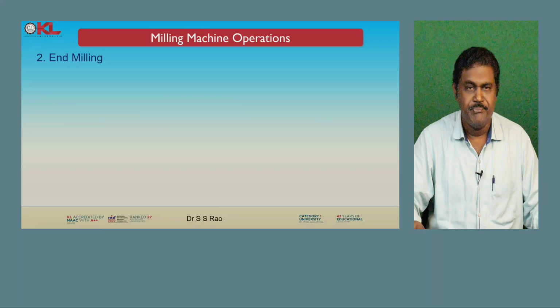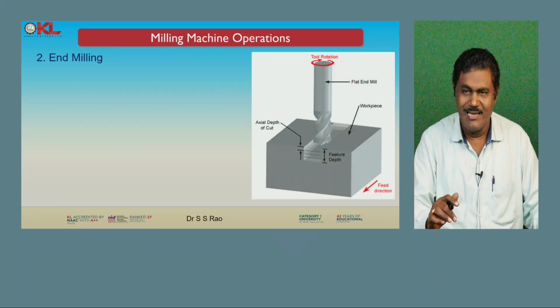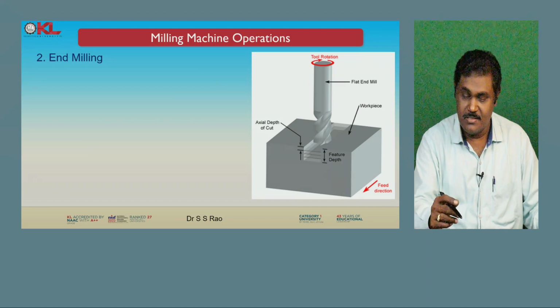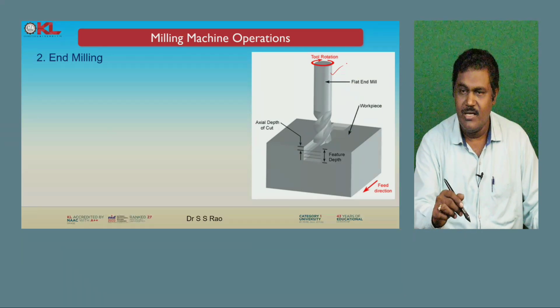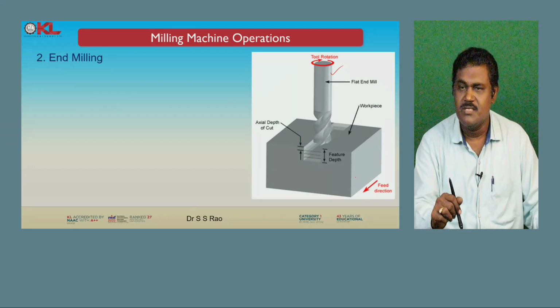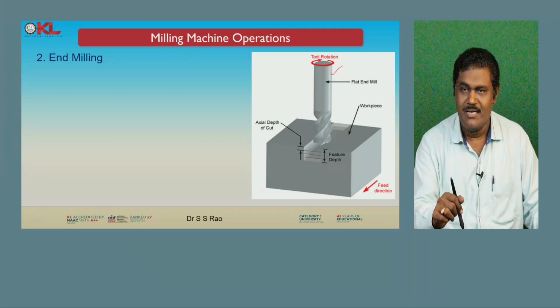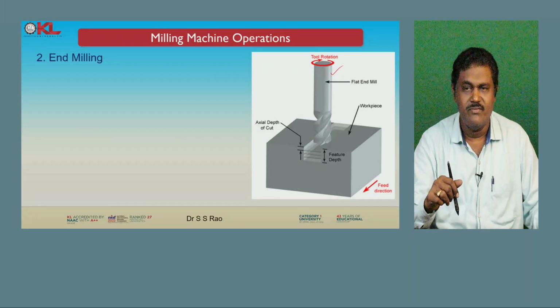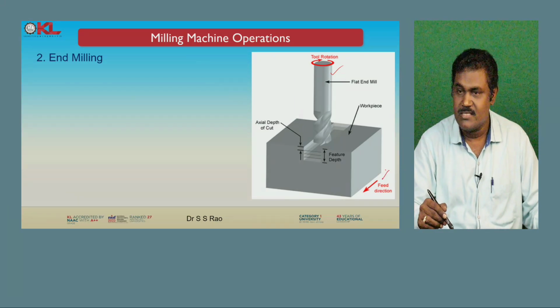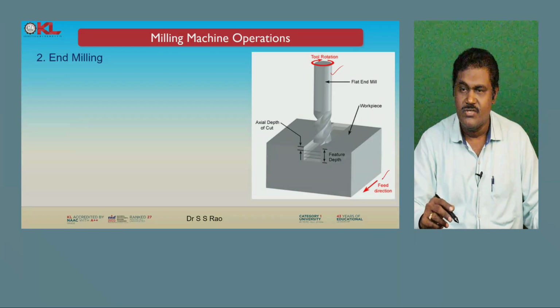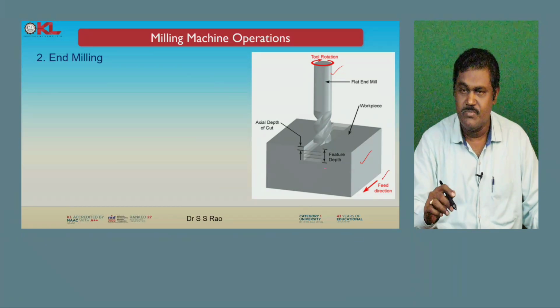Next, end milling. Now you can clearly observe this end milling, how the workpiece and the tool will be there. Now you can see that this is the face end mill. This face end mill will rotate and move downward inside the workpiece in order to take the depth of cut, that axial depth of cut. So the depth of cut will be in the axial direction, and we are giving the feed to the workpiece in this direction. This workpiece will move in this direction, and the total feature depth is also given.